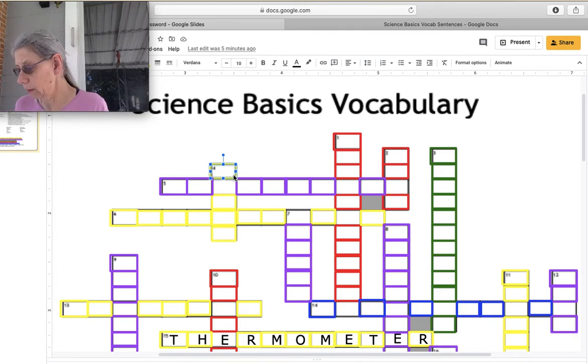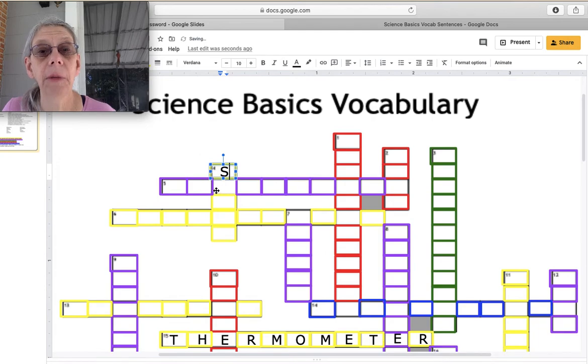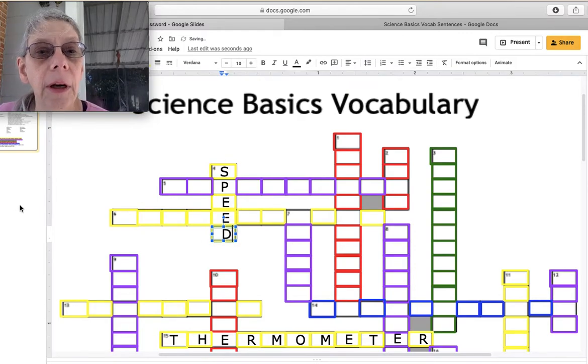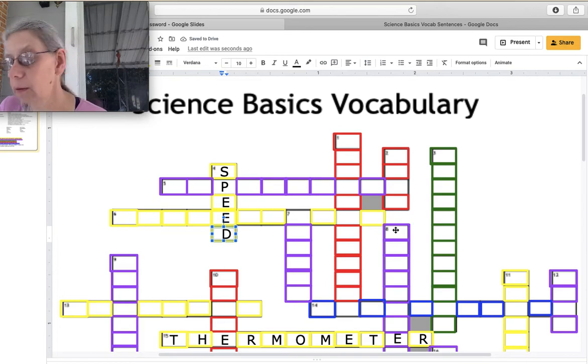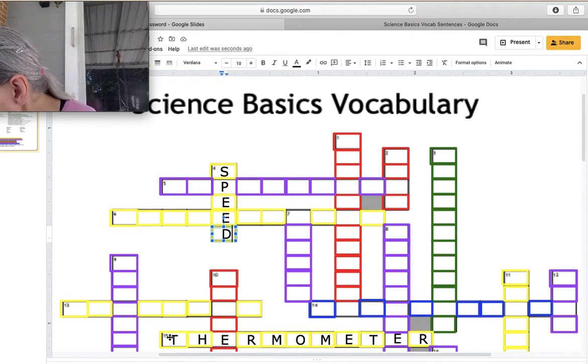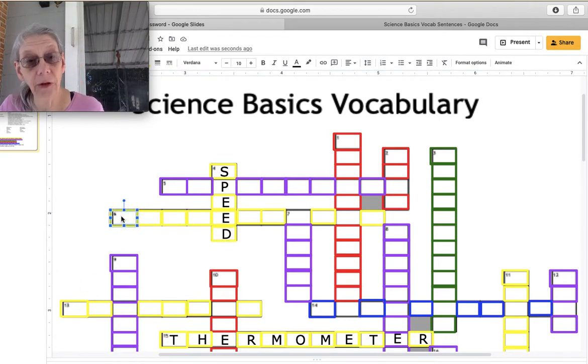4 down is the ratio of the distance an object travels and the time it takes to do it. That is speed. All right, this crosses another yellow word. 6 across, the measurement of the heat in an object, which was kind of part of the clue here for thermometer, because you use a thermometer to measure this. Okay, 6 across is the temperature.